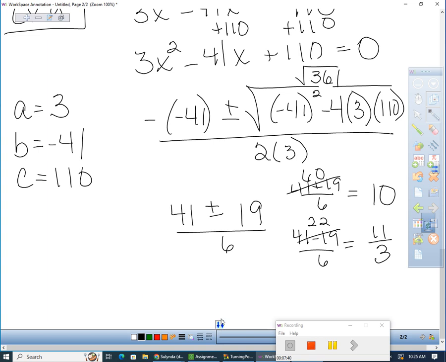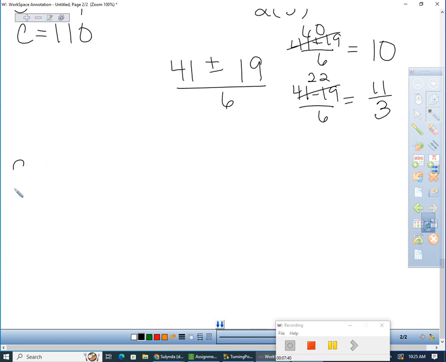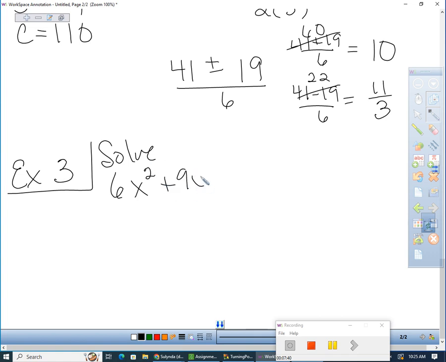So here's example number 3. So far in all of our examples, our square root came out to be an even number. But what if it's not? So let's talk about that. Okay? So let's again solve, and let's go with 6x squared plus 9x equals 32.